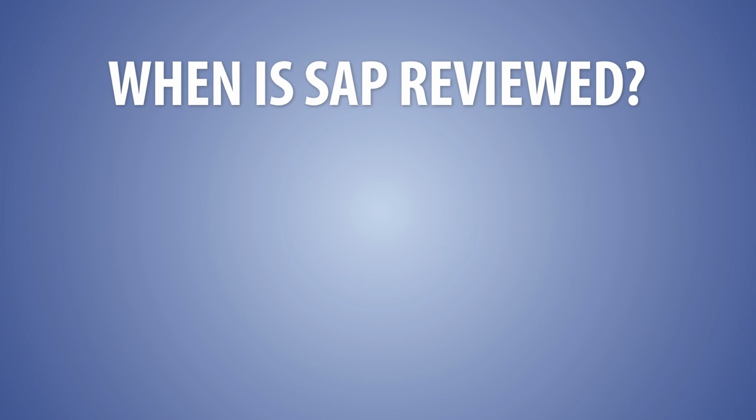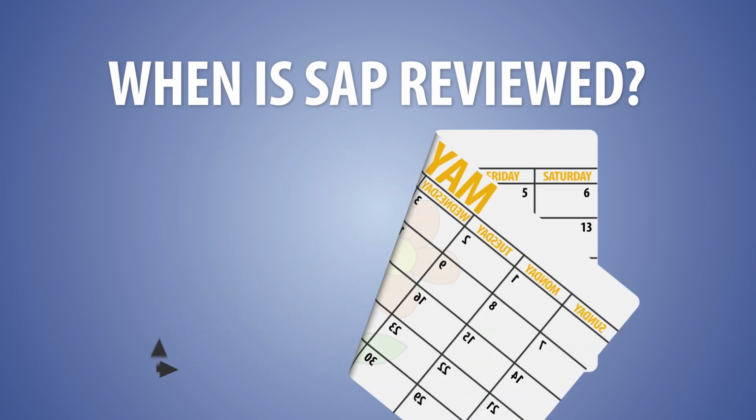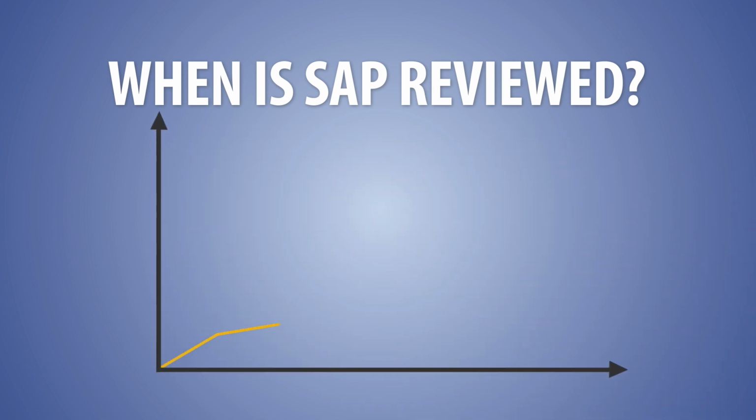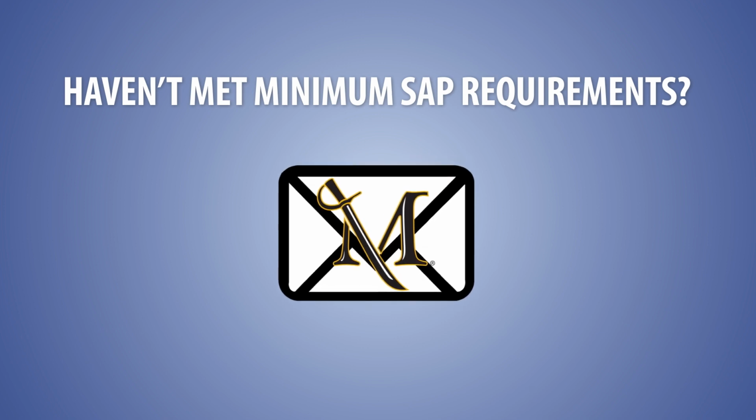When is SAP reviewed? Each student is measured for SAP annually in May after spring grades are processed. This evaluation determines if the student has made sufficient progress in their program and whether or not they are eligible for future financial aid. Students who have not met the minimum SAP requirements will be sent an email to their Millersville University email address if they are not eligible.